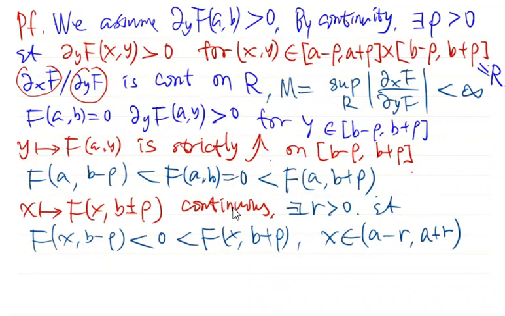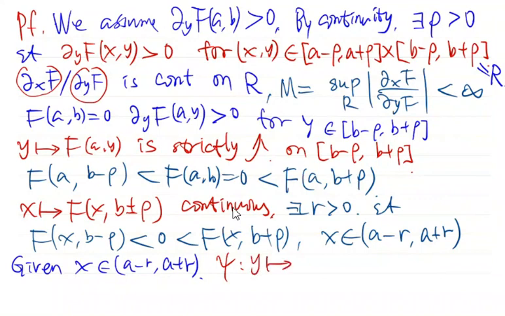So this is our preparation. Now, given x in this interval, this function will be denoted by psi. Fix x and define psi of y to be F(x, y). X is given, the y is changed. So for every different y, F(x, y) is a real number dependent on y. Therefore, this is a function of y. We denote it by psi. We have the partial derivative of psi, that is the partial derivative of capital F at the point (x, y). This is positive.